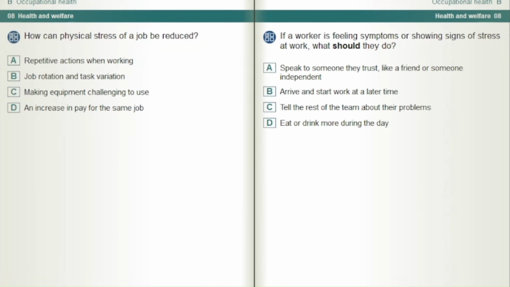If a worker is feeling symptoms or showing signs of stress at work, what should they do? Speak to someone they trust, like a friend or someone independent. Arrive and start work at a later time. Tell the rest of the team about their problems. Eat or drink more during the day.